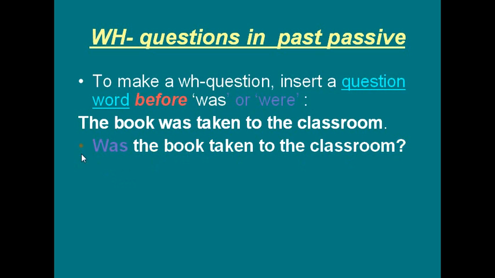Now I want to make a WH question. I will insert a question word here before was. A question word. Look at the sentence. The book was taken to the classroom. This is a place, classroom here. So I want to ask about it. What should I use? Yes, to ask about a place. What question word I should use here? Yeah, where. Excellent. So I will put where before was here to ask about this place.